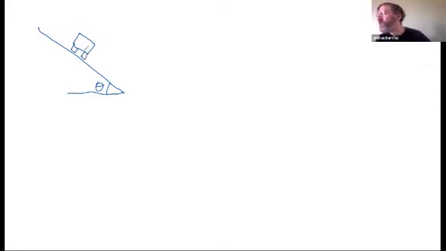Sid, on your problem, what is the question asking for? It's asking for the maximum speed that a car could go without skidding. So we don't want it to slip. So it's asking for the maximum speed.